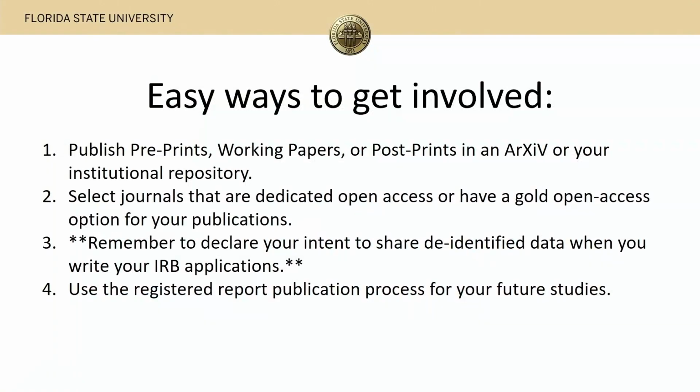But right after this, the next two slides, the easy ways to get involved. Publish your preprints, your working papers, your postprints, or whatever in an archive or in your institutional repository. For us, Digital is fantastic for that. That's easy to do. If you're publishing a journal article, you've already created it. You might as well just share it through the repository or an archive. When you're deciding which journals to submit your papers to, select ones that are dedicated open access or at least have a gold open access option.